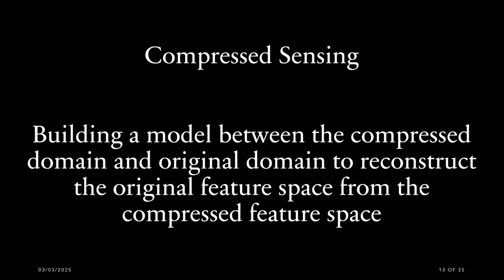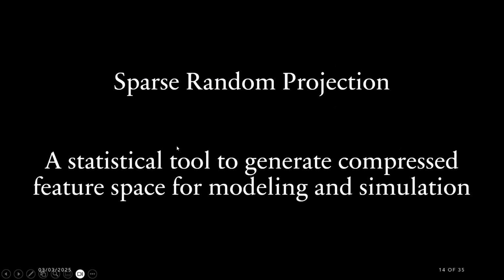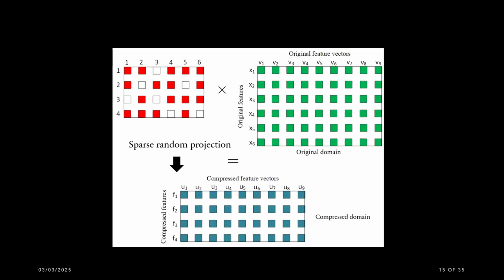So the compressed sensing is building a model between the compressed domain and the original domain, to reconstruct the original feature space from the compressed feature space. That's a very simple definition that we could give. The sparse random projection is a statistical tool that helps us generate the compressed feature space for modeling and simulation that we can do.